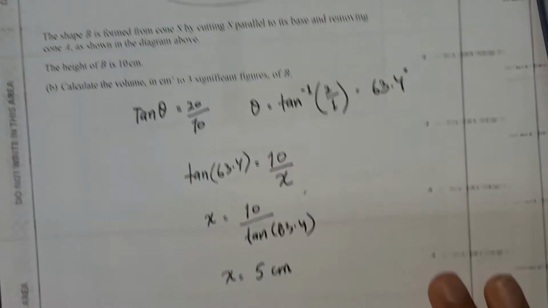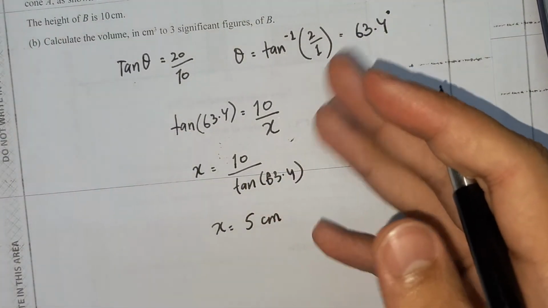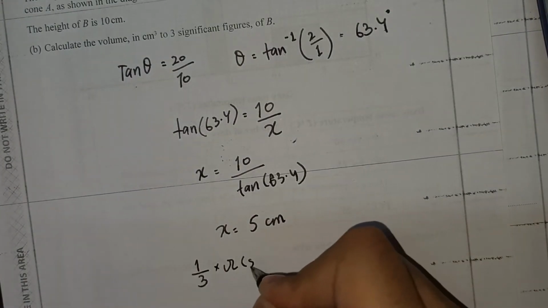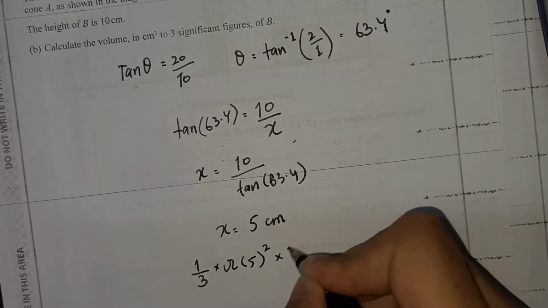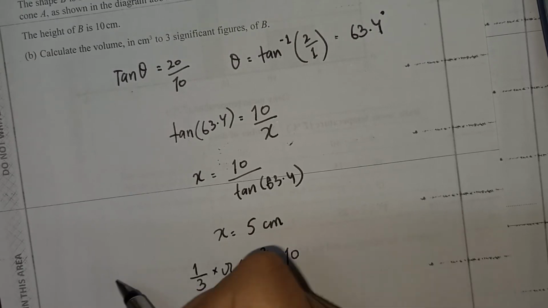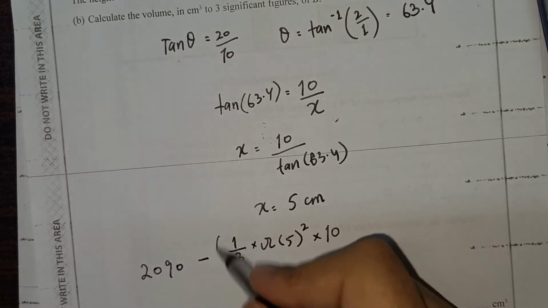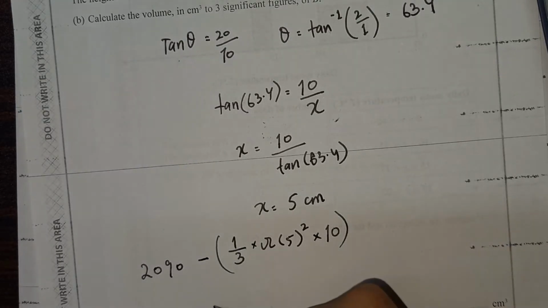So now we need to find the volume of the smaller cone, which is 1 over 3 into pi into 5 squared into height, and we need to subtract this from the volume of the entire cone to get the final volume.